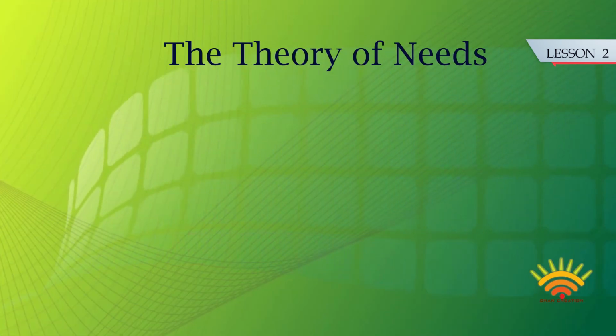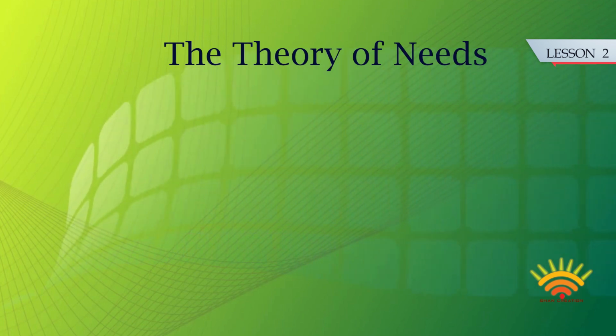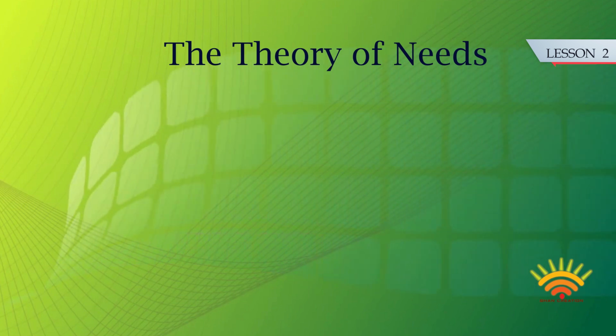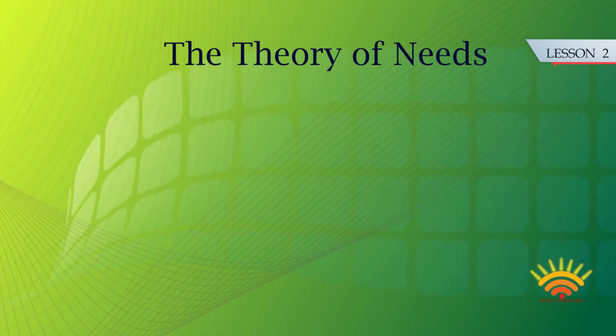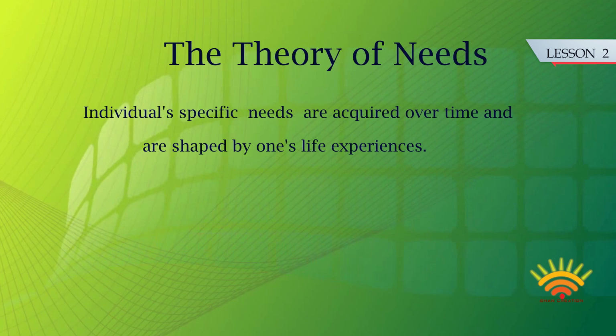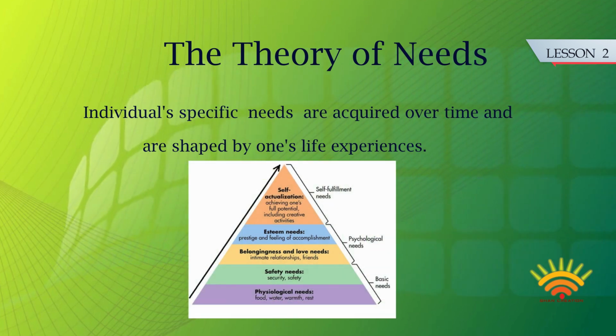Theory of needs. Firms learn the theory of needs to understand the behavior of employees working in the organization and also the behavior of consumers, who are important stakeholders of the firm. This theory says that individual specific needs are acquired over time and are shaped by one's life experience. According to Maslow's idea, there are 5 levels of needs. Physiological needs like food, water, warmth, and rest, and safety needs like security and safety. Those 2 needs are basic needs.